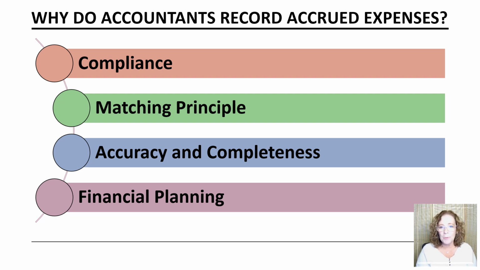a specific period. Businesses also have to plan for the future by preparing budgets and forecasts, and accrued expenses help to accurately project expenses for future time periods. There you have it. Compliance with GAAP, matching expenses with the revenue they generate, accurate and complete financial statements, and financial planning are the four good reasons for why accountants accrue expenses.